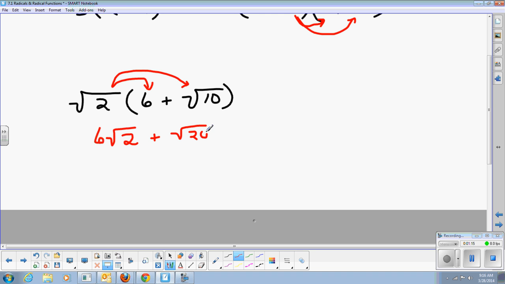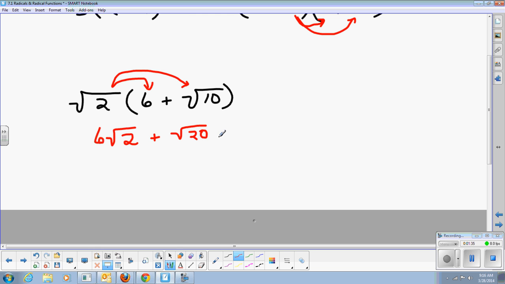At this point, we might think, gee, I'm done. Not quite. We have to then look and see, are there any perfect square factors, since I'm dealing with square roots? Is there any perfect square factors in the square root of 2? Nope. Are there any perfect square factors inside 20? Yes, there is. There is a perfect square factor of 4 in there. So I need to simplify that out. I need to bring that rational number out.